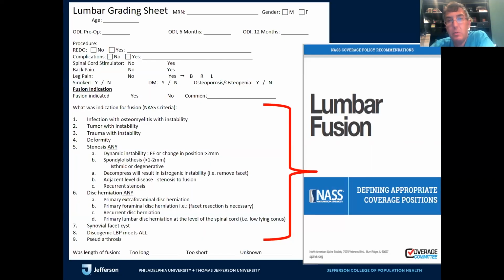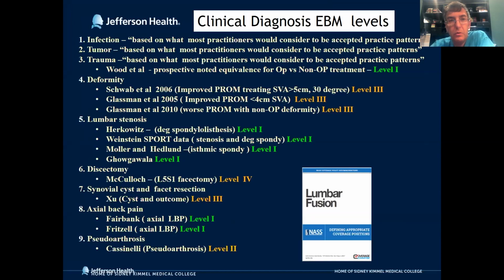So what I did is I built a grading sheet for every patient. And then I used the NASS appropriate coverage position, which is the best evidence-based policy you have when you're looking at lumbar fusions. We went through, and there were 9 different areas where patients had indications for a fusion. Now it's kind of interesting because when you look at some of the data for it, some of it wasn't great, but it was the best data available. And again, that's what guidelines are. They're trying to give you the best data, the best evidence, to make some decisions.